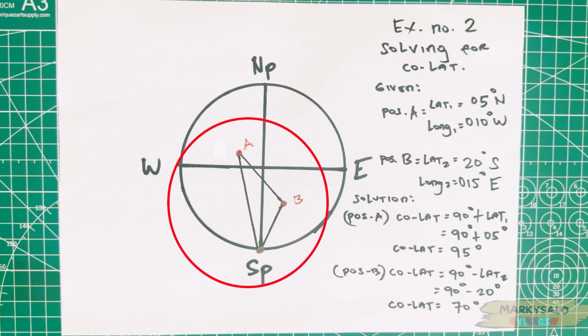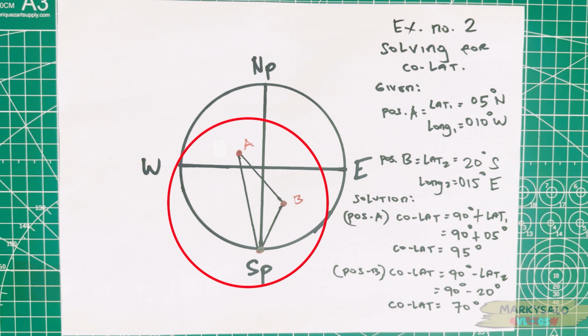Again, using the concept of a sailing triangle, we need to connect point A to point B. So, the line from position A to position B represents the true course and distance of our vessel. And if you observe, we are passing the equator. Okay? But the next question is which side of the pole we are going to connect in order to get the colatitude.